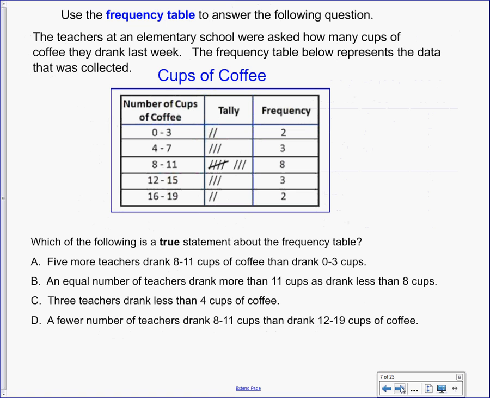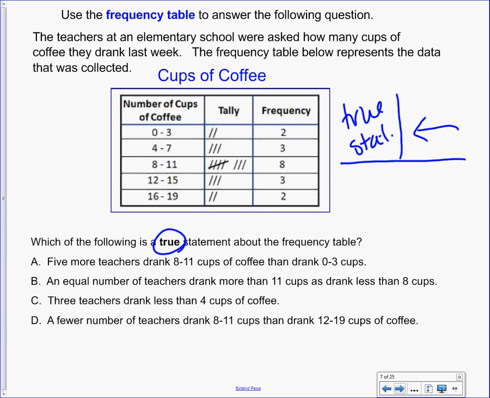Alright, this one, the teachers at an elementary school were asked how many cups of coffee they drank last week. The frequency table below represents the data that was collected. Which of the following is a true statement? So we always circle "true." And our main idea would be true statement. And our details is the frequency chart. For this type of question, they're going to use the cross off and plug in strategy.